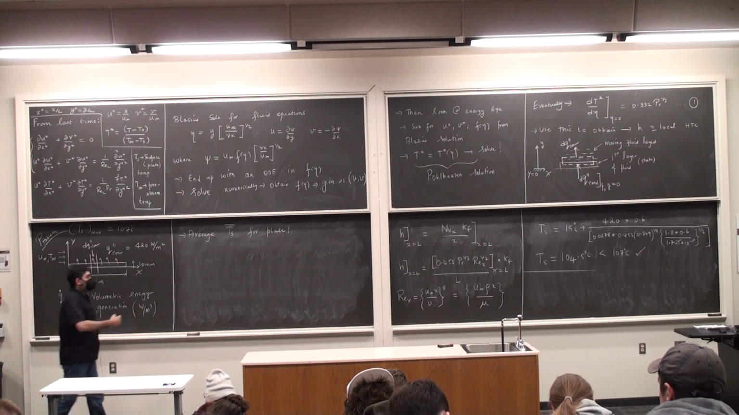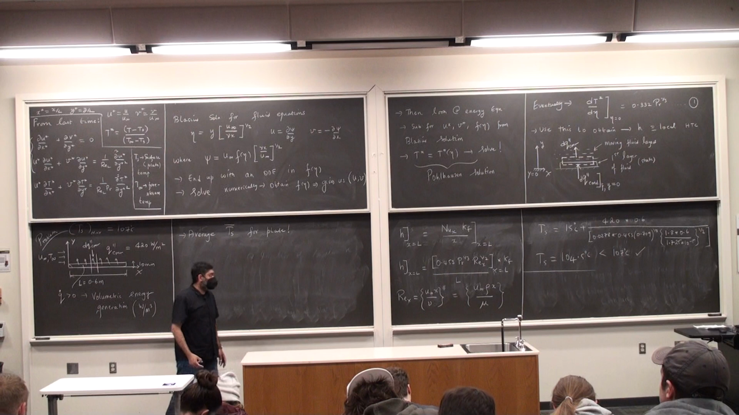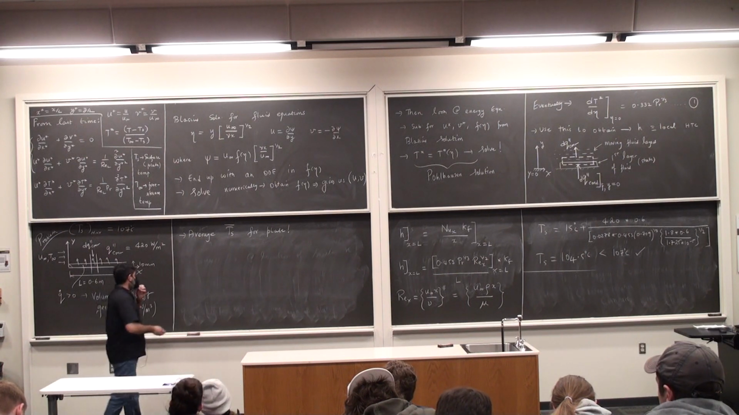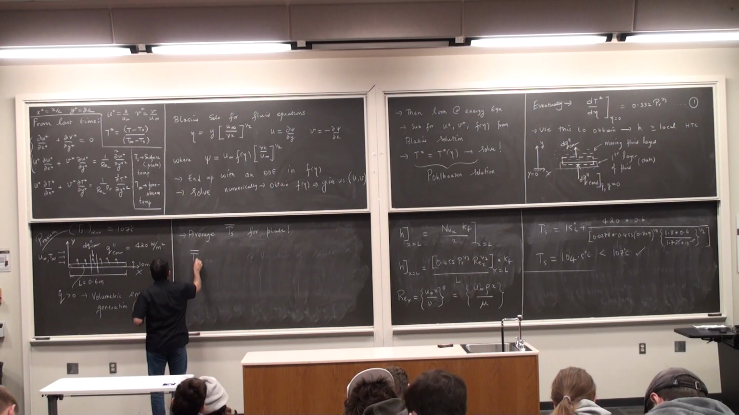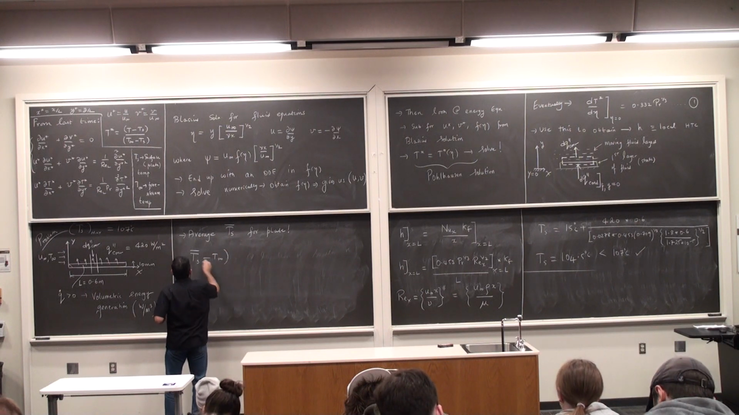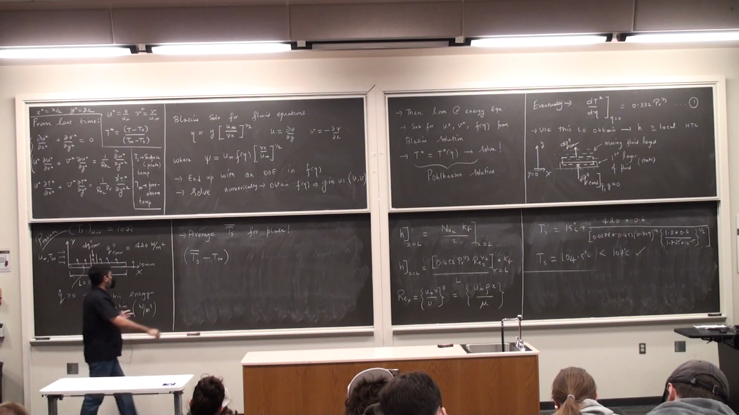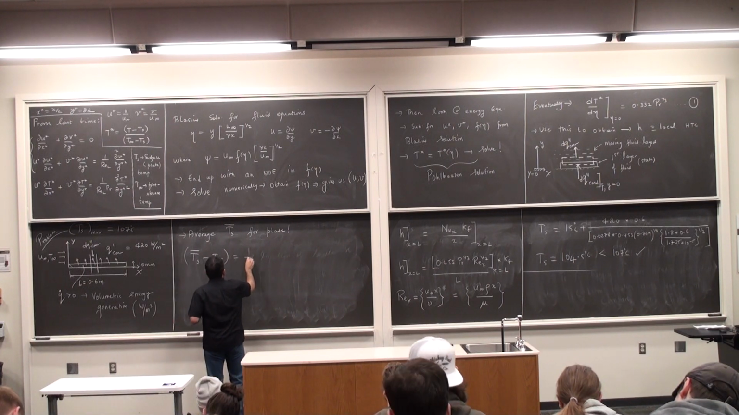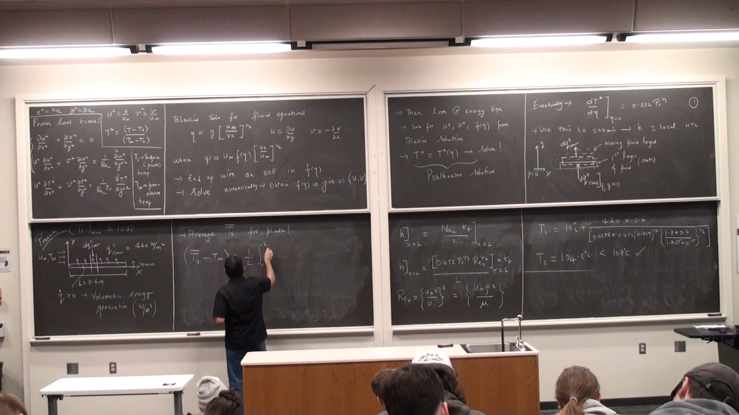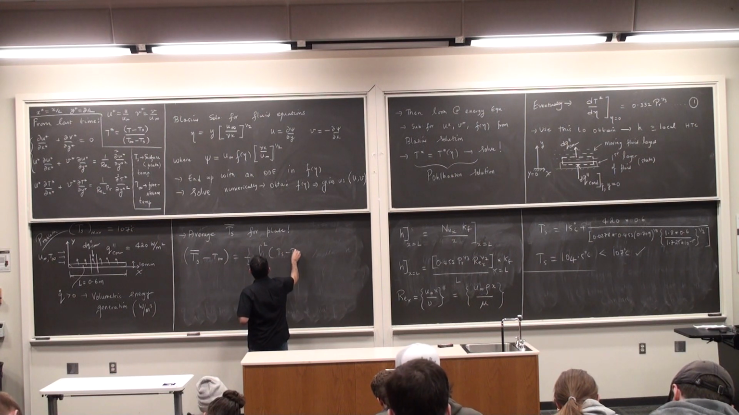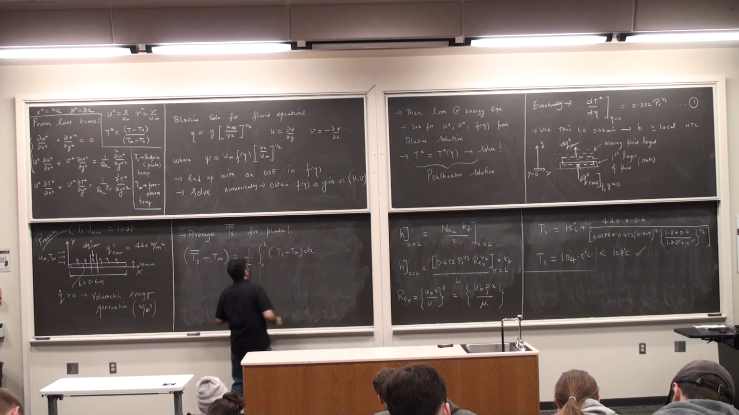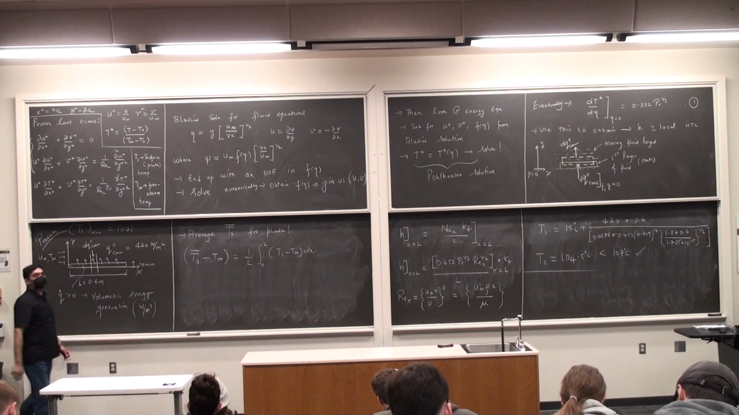Average is very similar to how you did the average for the heat transfer coefficient. So TS bar minus T infinity, this is the average temperature difference. This is equal to 1 by L, integral 0 to L, of the local temperature difference.